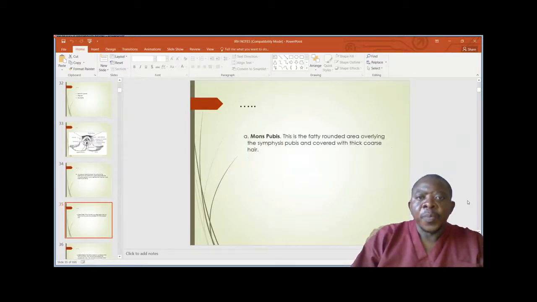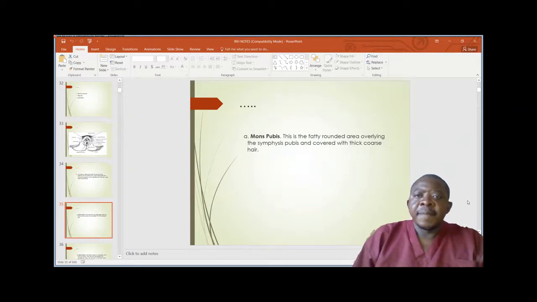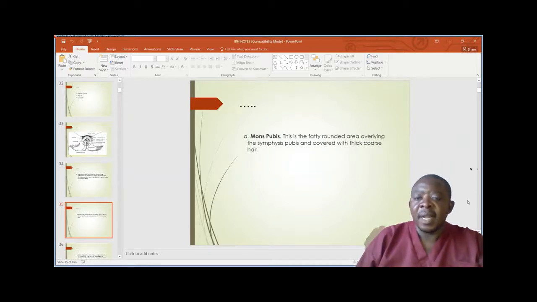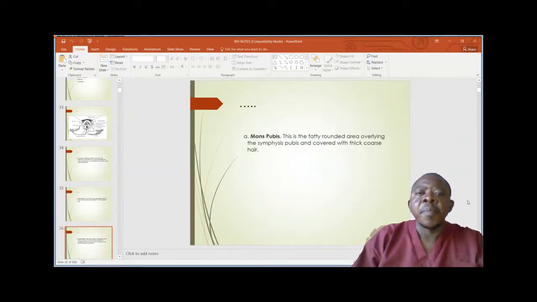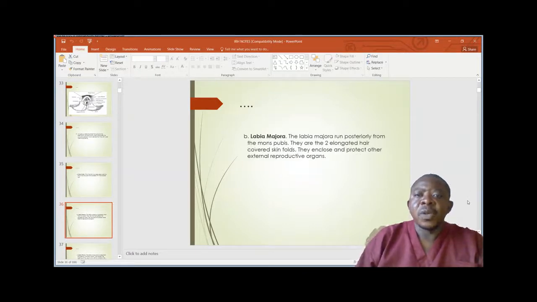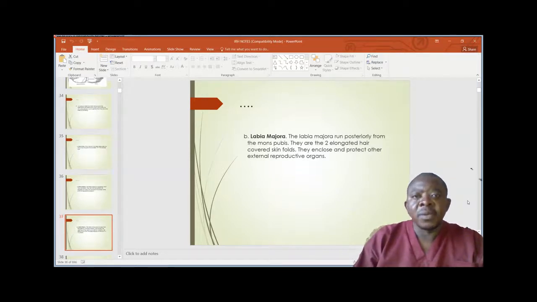Okay, so mons pubis: this is the fatty rounded area overlying the symphysis pubis and covered with thicker coarse hair. Thick coarse hair, we're talking of an adult here. Then labia majora. Labia majora run posteriorly from the mons pubis. They are two elongated hair-covered skin folds. They enclose and protect other external reproductive organs.